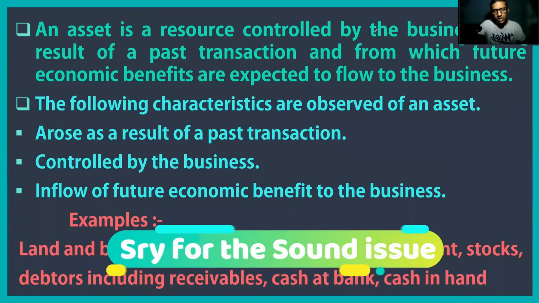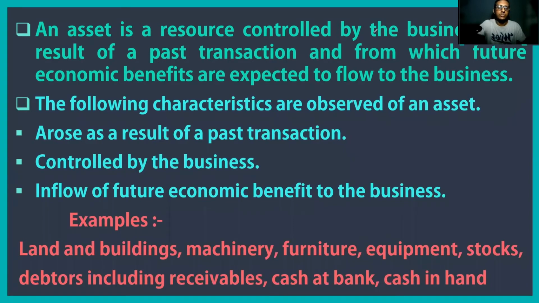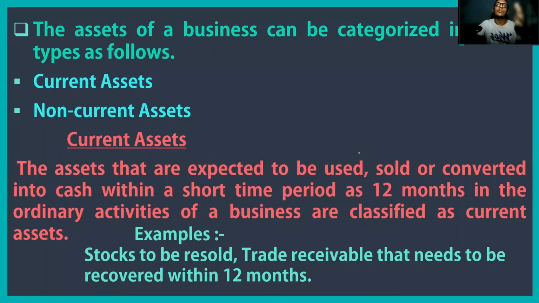I think we have liabilities next. So let's see. The assets of a business can be categorized into two types. One is current, one is non-current. In Sinhala, we say jangamawatkam, just in case. Current assets means, let's see.